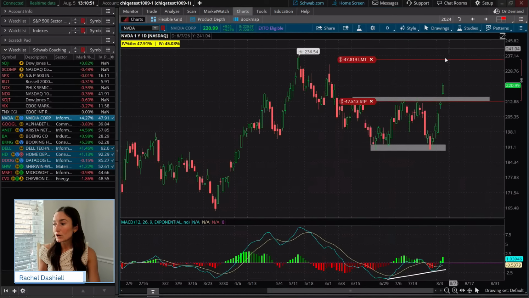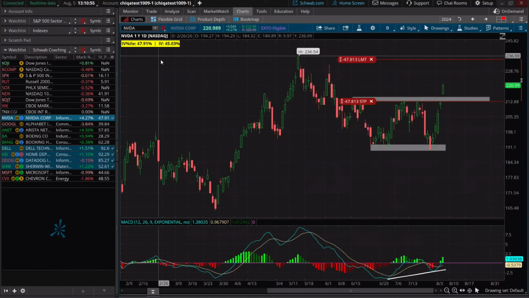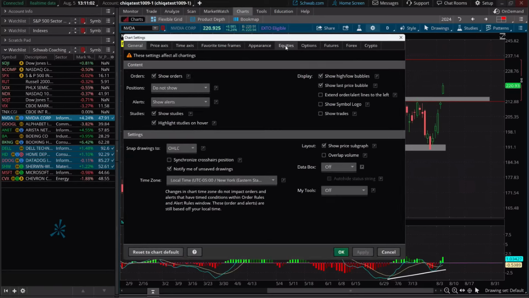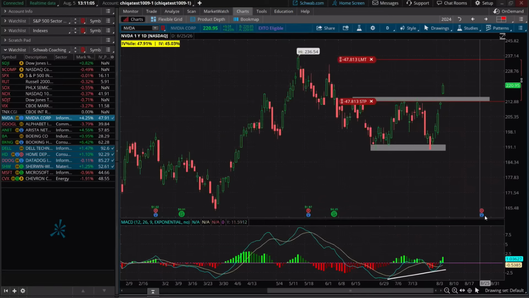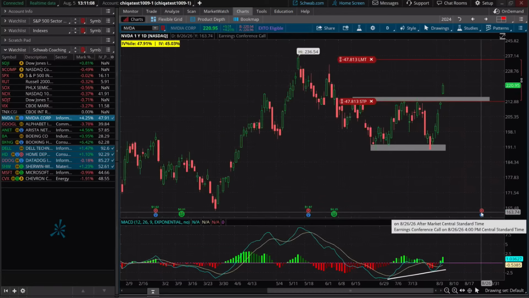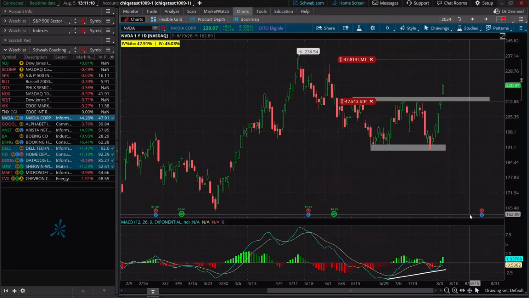Now, if you're working on playing this breakout as well, you could look at the implied volatility percentile. It's telling us we have a pretty low IV, so we could get a little bit of directional, but there is earnings coming up. So keep that in mind. You have that coming up in quite a few weeks, so you may see an influx in implied volatility here.